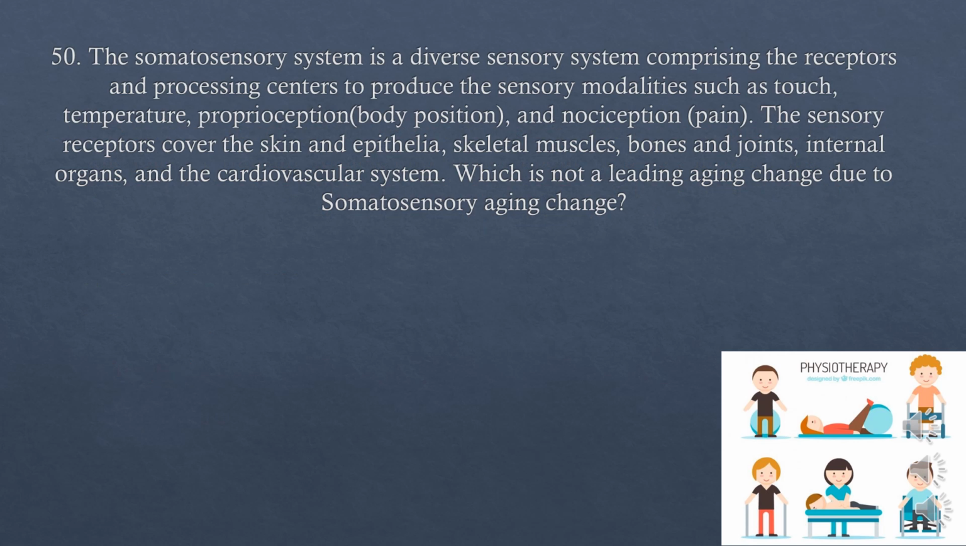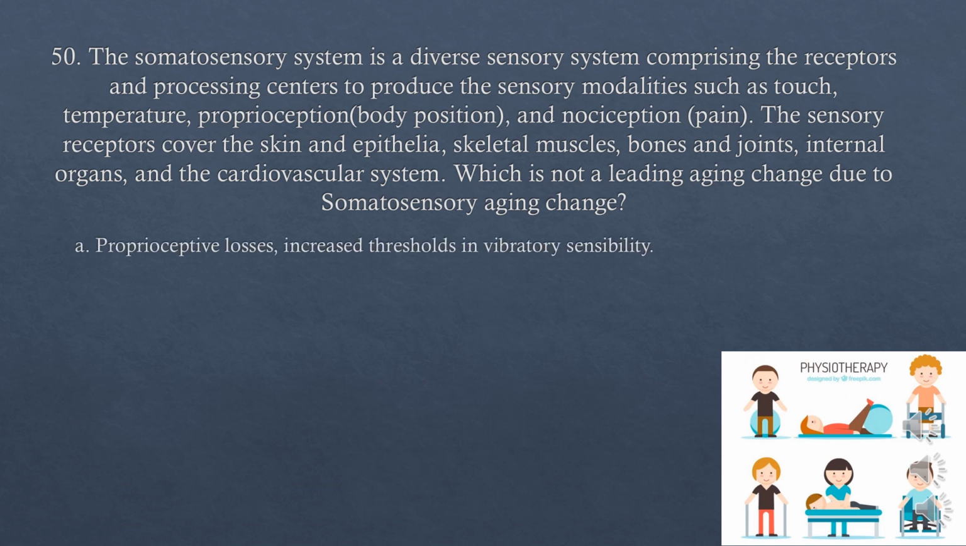Question number 50. The somatosensory system is a diverse sensory system comprising the receptors and processing centers to produce the sensory modalities such as touch, temperature, proprioception, and nociception. The sensory receptors cover the skin and epithelia, skeletal muscles, bone and joints, internal organs, and the cardiovascular system. Which is not a leading aging change due to somatosensory aging change?